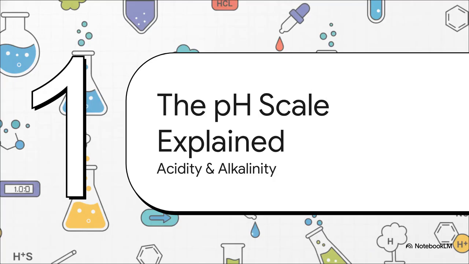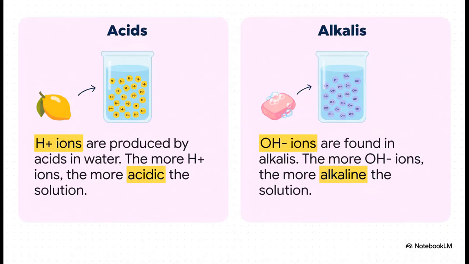So we've been talking a lot about acids, but how do we actually measure how acidic or alkaline a solution is? Well, that's where the brilliant pH scale comes in. And it all comes down to two little ions. Acids, when you put them in water, produce hydrogen ions, or H+. The more H+ ions you have, the more acidic the solution is. Alkalis, on the other hand, contain hydroxide ions, or OH-. And yeah, the more of those you have, the more alkaline the solution becomes.